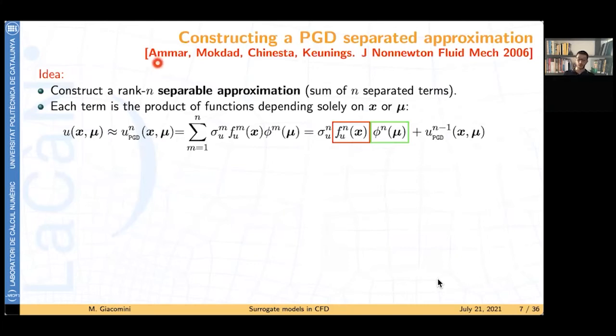So how do we construct this PGD magic box? Well, we rely on the work by Ammar, Chinesta, and Keunings. The idea is that we want to construct a rank-n separable approximation of our solution. So we have our solution U, which is approximated by U PGD n. And this U PGD n is the sum of n terms. These terms are separated in the sense that they are either a function of the space or a function of the parameters. Henceforth, I will represent in red everything which depends on space, and in green everything which depends upon parameters, in order to visually understand better how the methodology works.